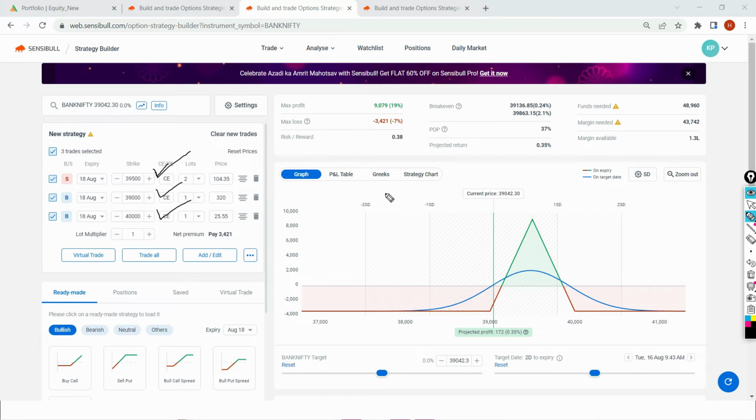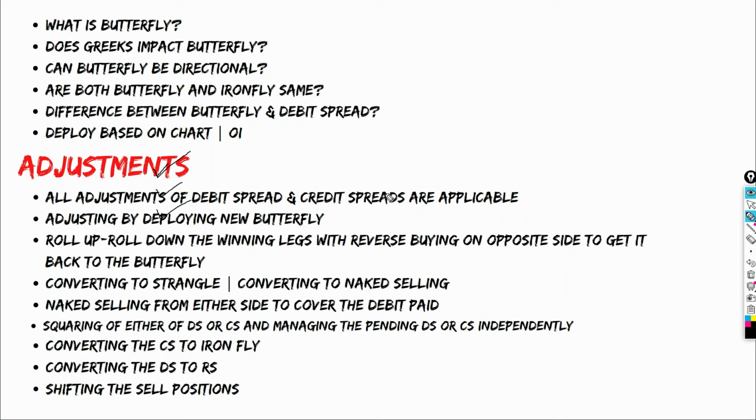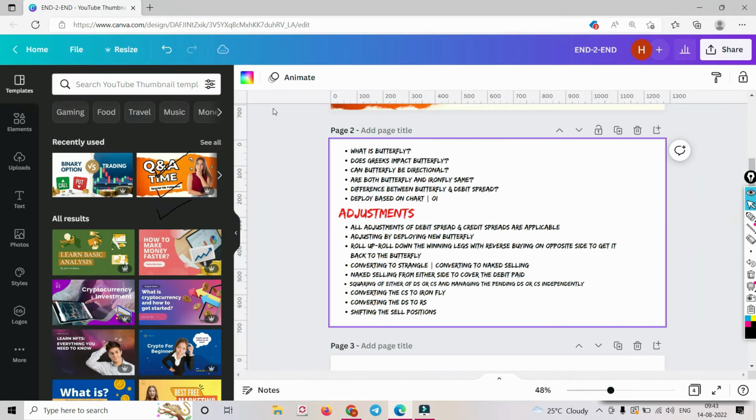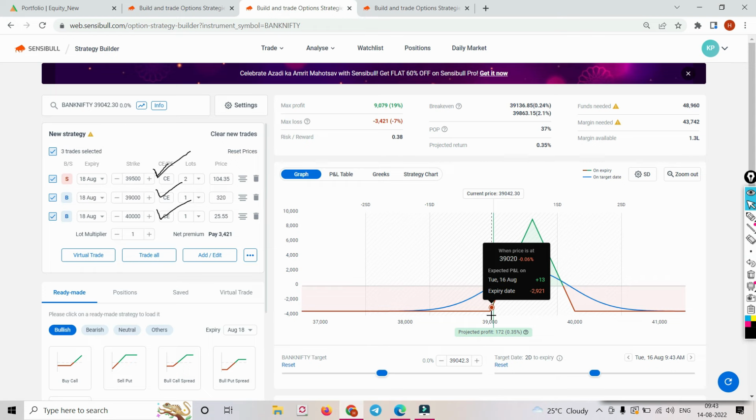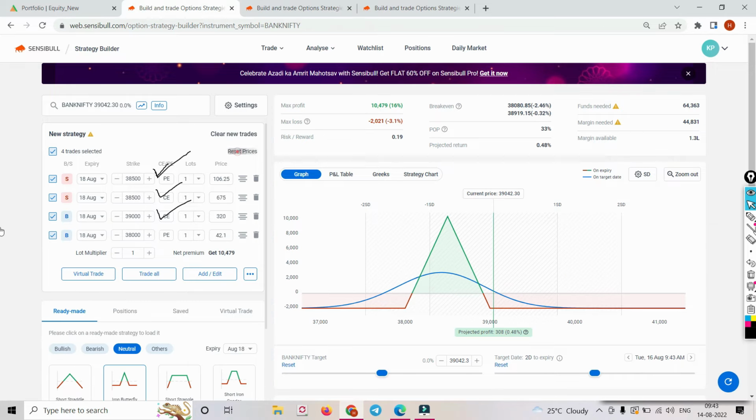All right, now let me take you to the PPT. The difference between butterfly and debit spread is very, very important, friends. The reason I'm stressing more time on the differences between butterfly, iron fly and debit spread is that it will help you in doing your adjustments.